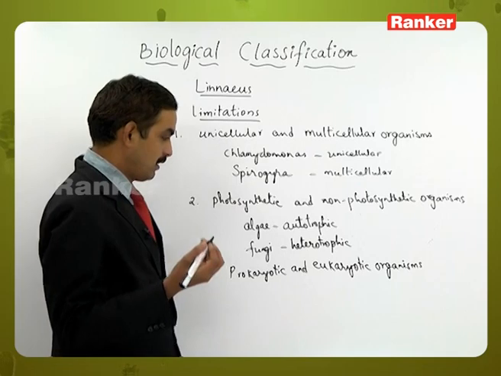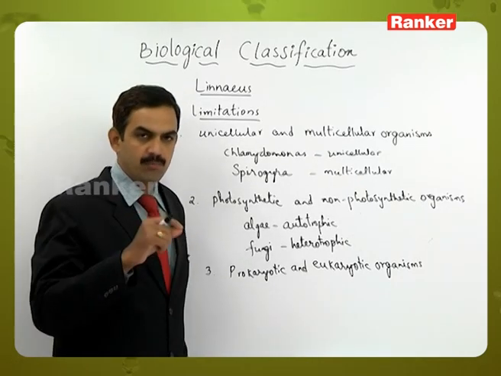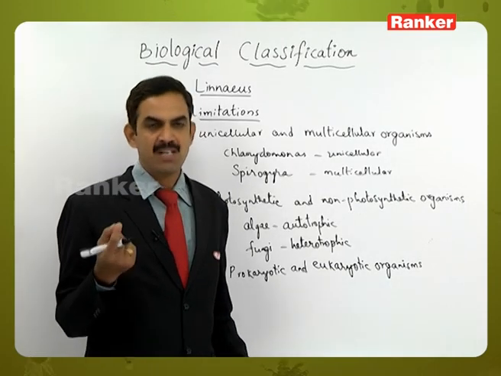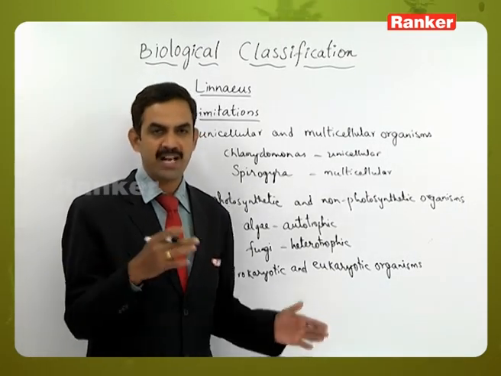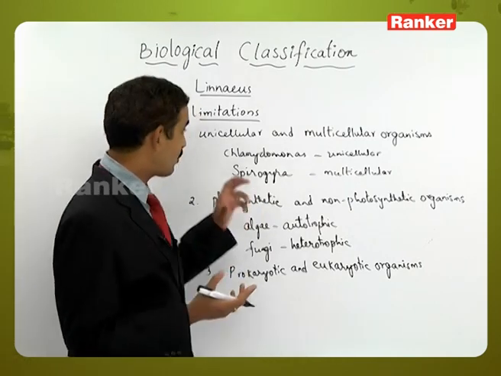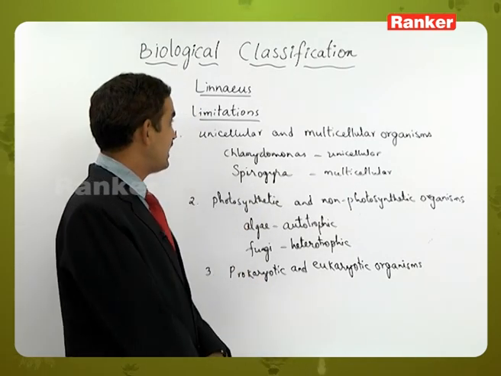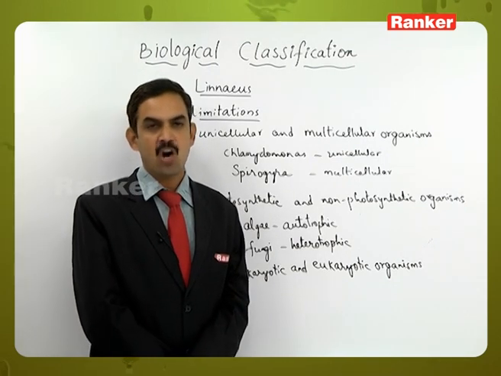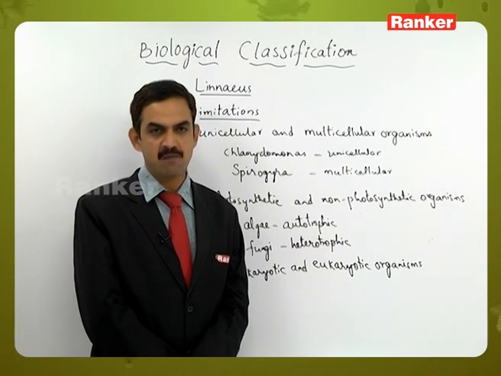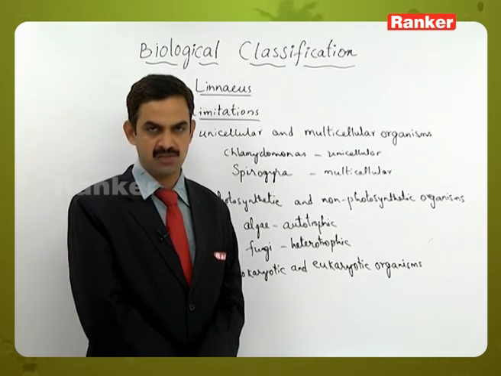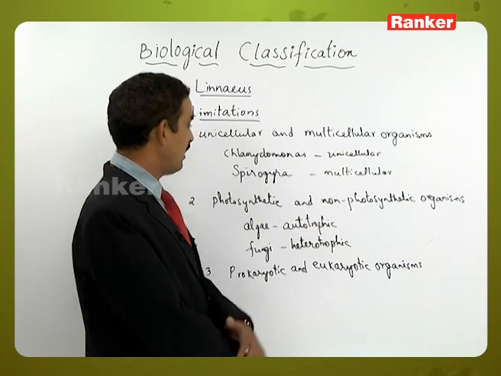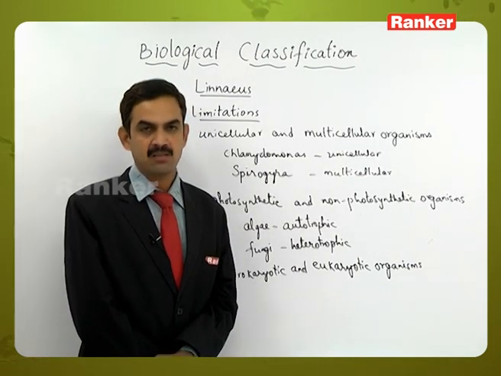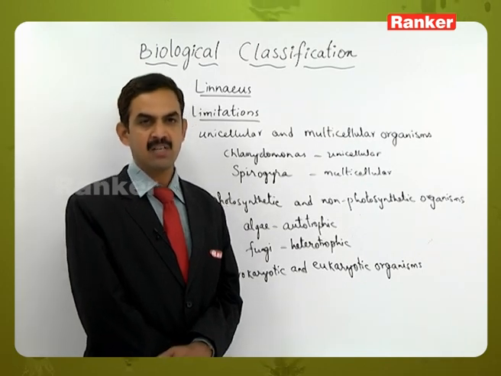That is, the plant kingdom includes both prokaryotes and eukaryotes. In the same way, the Animalia kingdom also includes both prokaryotes and eukaryotes. Likewise, there are such limitations in the Linnaeus classification which are not satisfied, and no suitable answer or justification was given for them. So that is how a large number of objections exist against the classification given by Linnaeus, that is, the two kingdom classification.